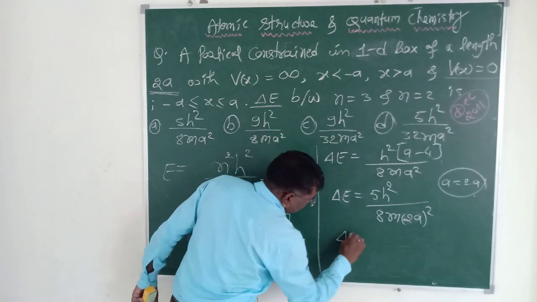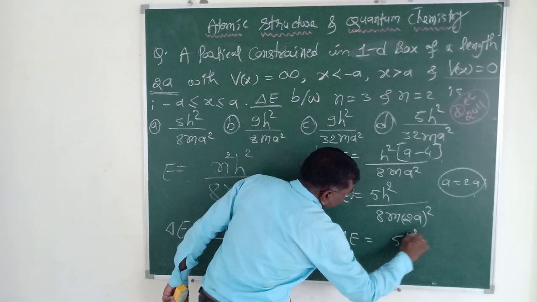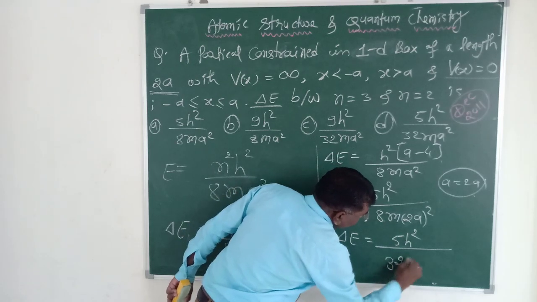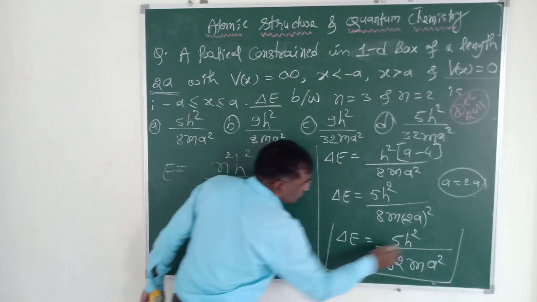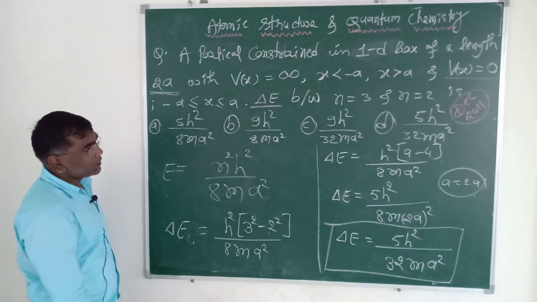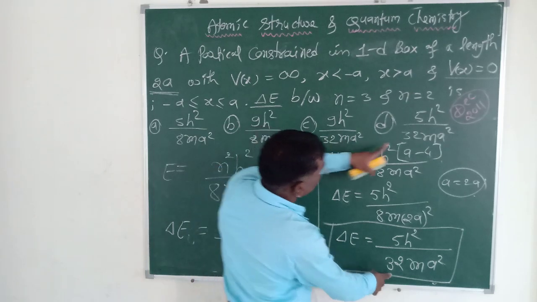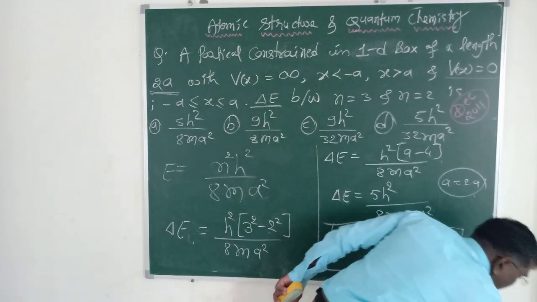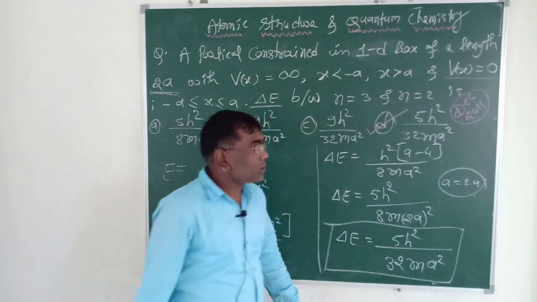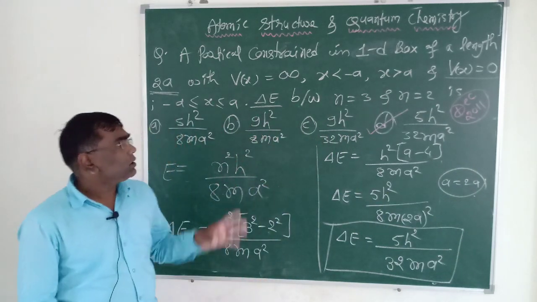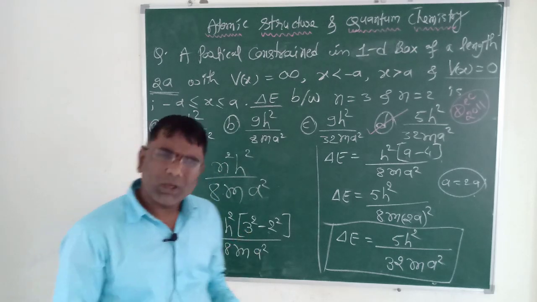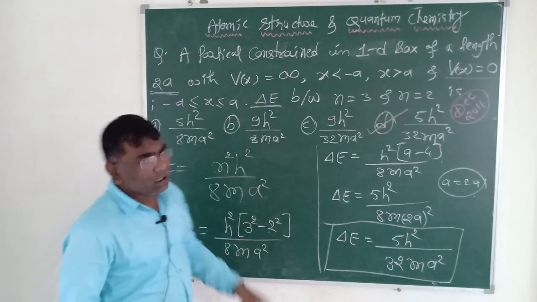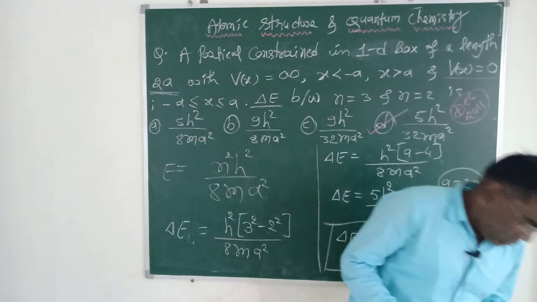So (2a) square. Delta E equals 5 h square divided by 4 times 8, 32 m a square. So this is your right option: 5 h square upon 32 m a square, so D is the right option. Have you seen, students, how simple quantum chemistry is? You can easily solve questions of quantum chemistry and atomic structure regarding CSIR NET.